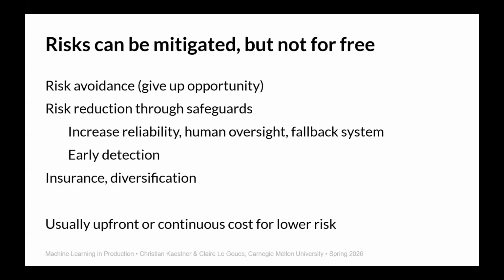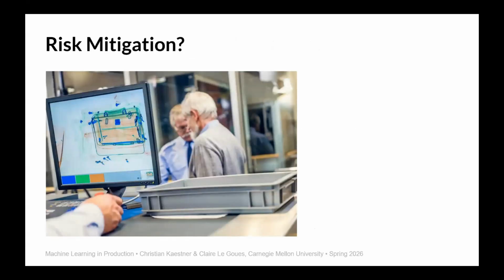You can reduce risks through safeguards, helmets, right? Seat belts, things like this. There are lots of things that you can do there. Increased reliability is one strategy, like better models, better network cables, right? Human oversight, fallback systems, early detection. We will talk a lot about these things in this class. And then there's insurance and diversification. This is essentially insuring against the risk. It's a very common strategy outside of technology already.